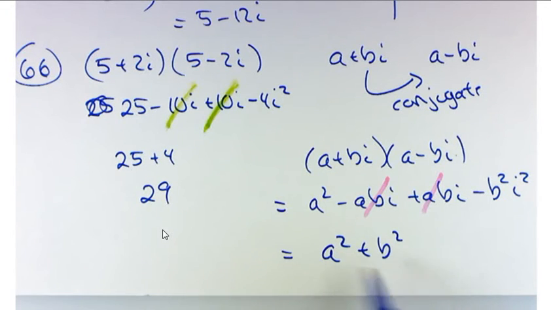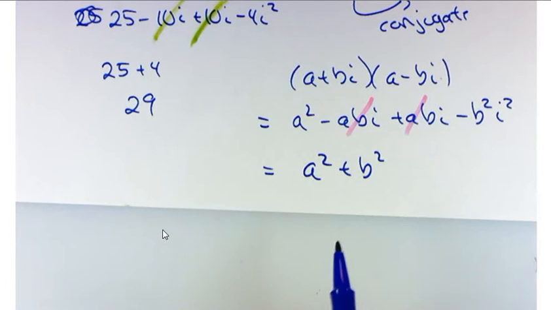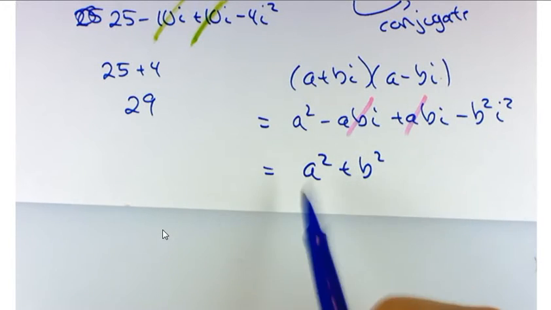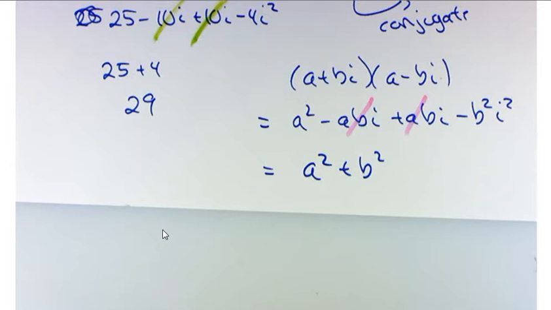If you take a careful look at this, is there any i left in this expression? No, it's all gone. So when you multiply complex conjugates together, you're going to get a real number. There's not going to be any imaginary part left.